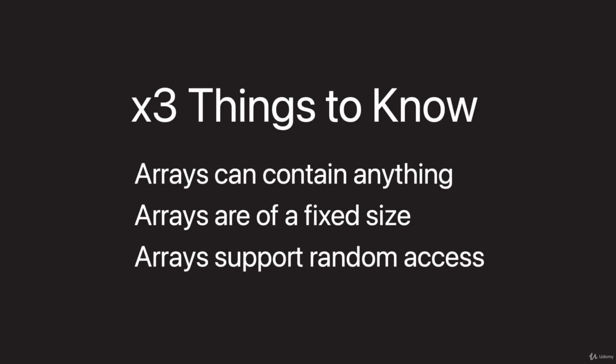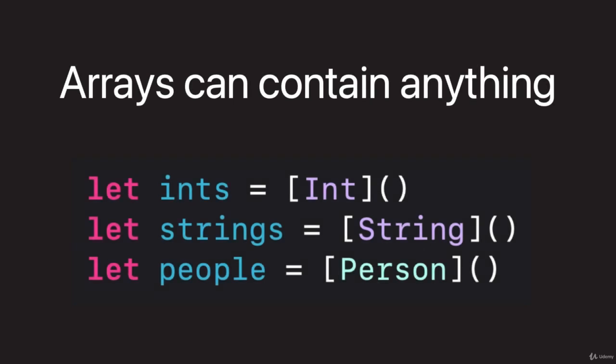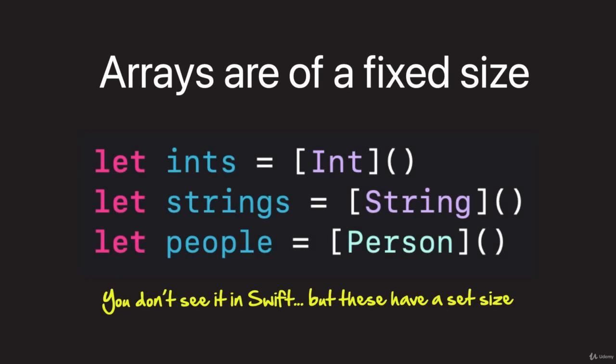Now there are 3 things you need to know about arrays. 1, arrays can hold pretty much anything. Numbers, strings, objects, even other arrays. Not something we think about, just something we take for granted, but it's good to appreciate and know. Secondly, arrays are of a fixed size. You don't see this in Swift because in Swift, when we create an array, we don't specify its size. But in many other computer languages, when you initialize an array, you give it an initial size. So something just a little bit different with Swift, but something to note.